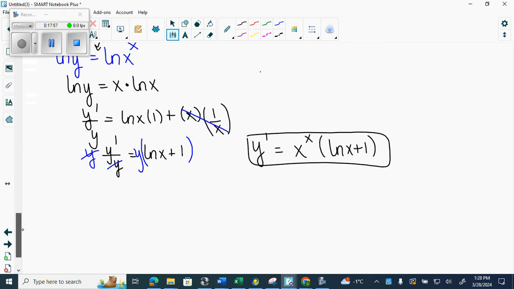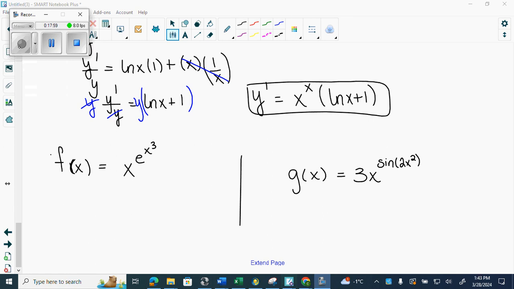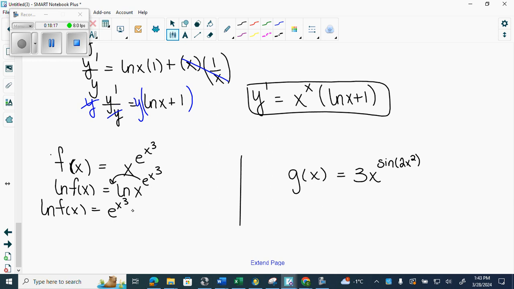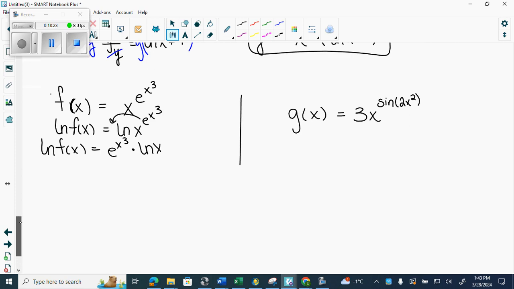Okay, here's two questions. So we have ln of f of x equals ln of x e to the x cubed. Oh my gosh, the board doesn't even want to work anymore. E to the x cubed drops in front, so we get ln f of x equals e to the x cubed times ln of x. If you put the multiplication dot in, most people will do well on this.